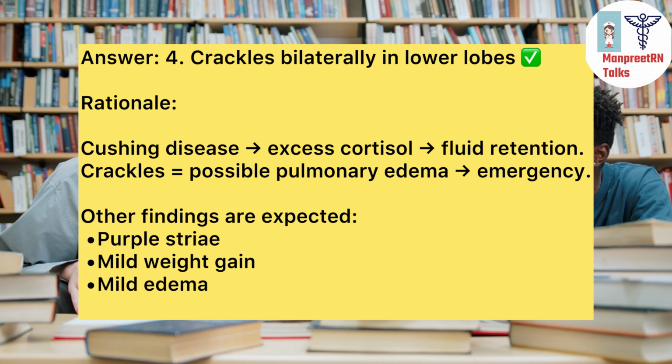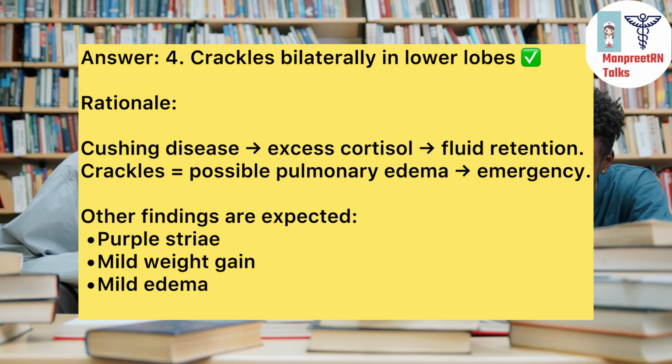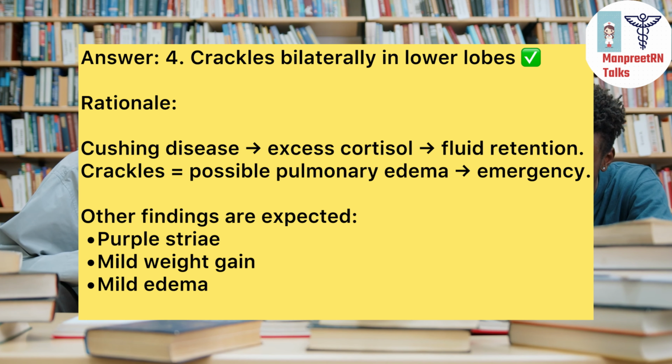are common findings in patients with Cushing disease. These findings should be monitored but do not require any urgent action. So as a prioritization, the findings the nurse should immediately report to the healthcare provider are those that can indicate a worsening of the patient's health condition, so that they can be treated to prevent further worsening or a threat to life.